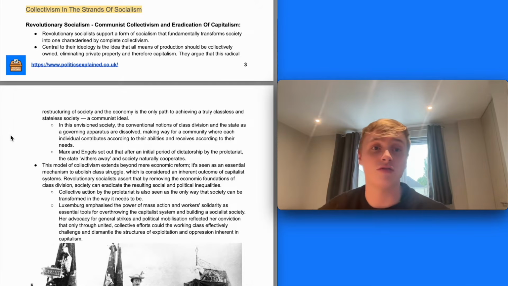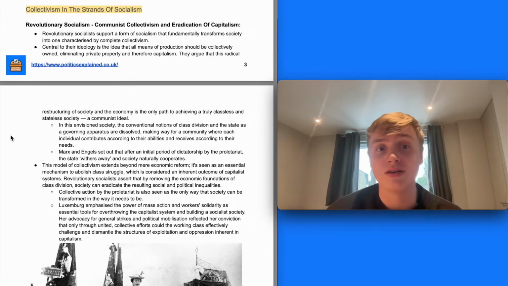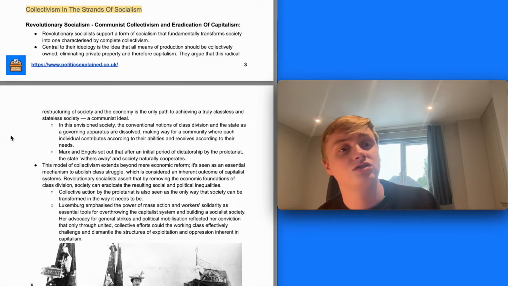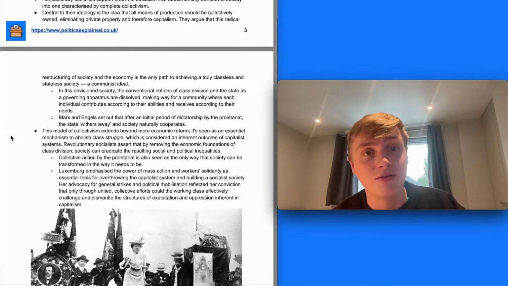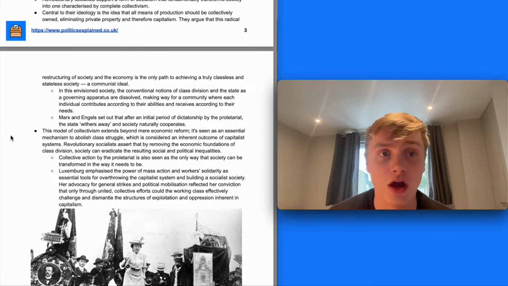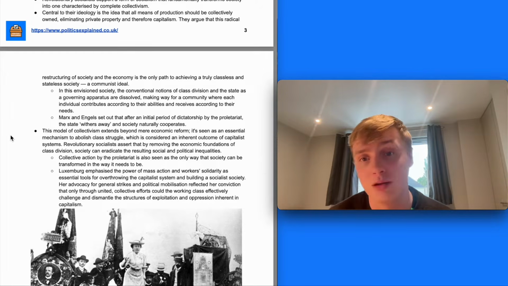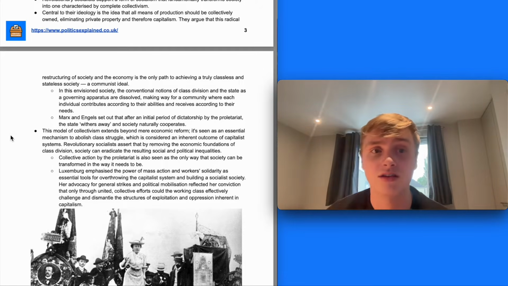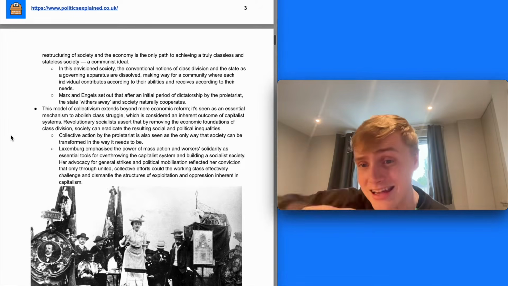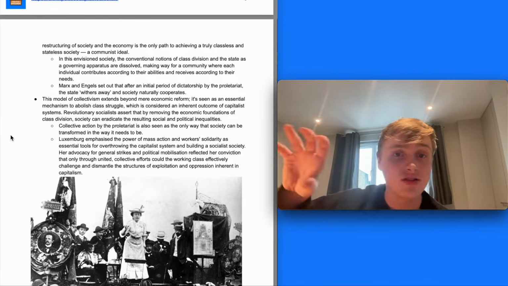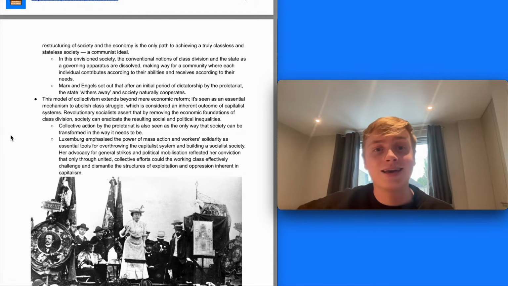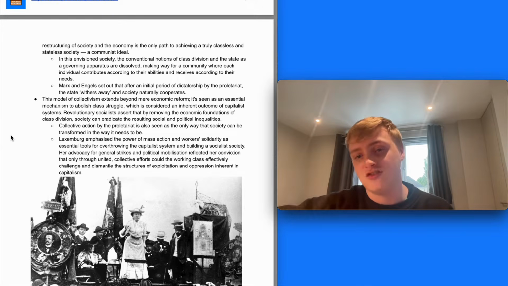In terms of the different strands of socialism, revolutionary socialists believe in communist, complete collectivism and the eradication of capitalism. They believe that all means of production should be collectively owned, eliminating private property and therefore eliminating capitalism as a whole. And they believe that this radical restructuring of the economy is the only path to achieving their communist end goal of a classless and stateless society. In this end society, there is no class division, and the state has also been dissolved, so that the community collectively owns all resources and distributes them equally.